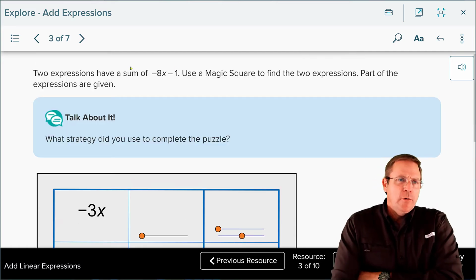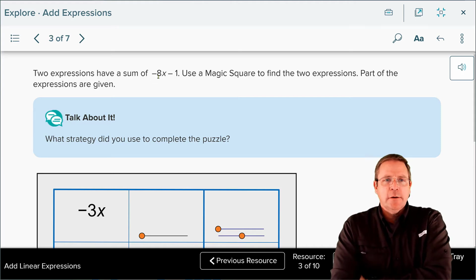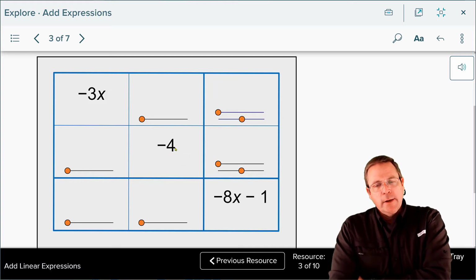So now we have a new problem where they're getting really darn creative on us. Two expressions have a sum of negative 8x minus 1, and they want us to use a magic square to find the expressions. So we know that when you add negative 4 to something going this way, you get a negative 1. So I'm thinking this one here is going to become a positive 3, because a positive 3 minus 4 is going to give me a negative 1.